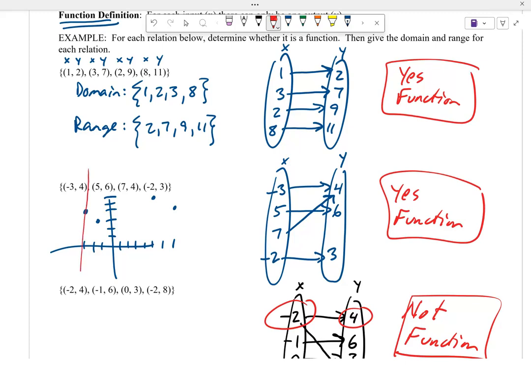So I run it through for -3. I only hit one time. That means for that input, there's only one output. I can only hit once. I hit once again, I can only hit once. So yeah, visually this was a function.